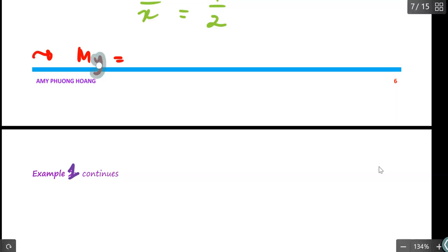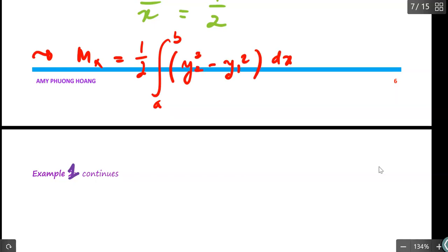So this should be Mx equals a half integral from a to b of y2 squared subtract y1 squared and then dx. Excuse me, sorry.